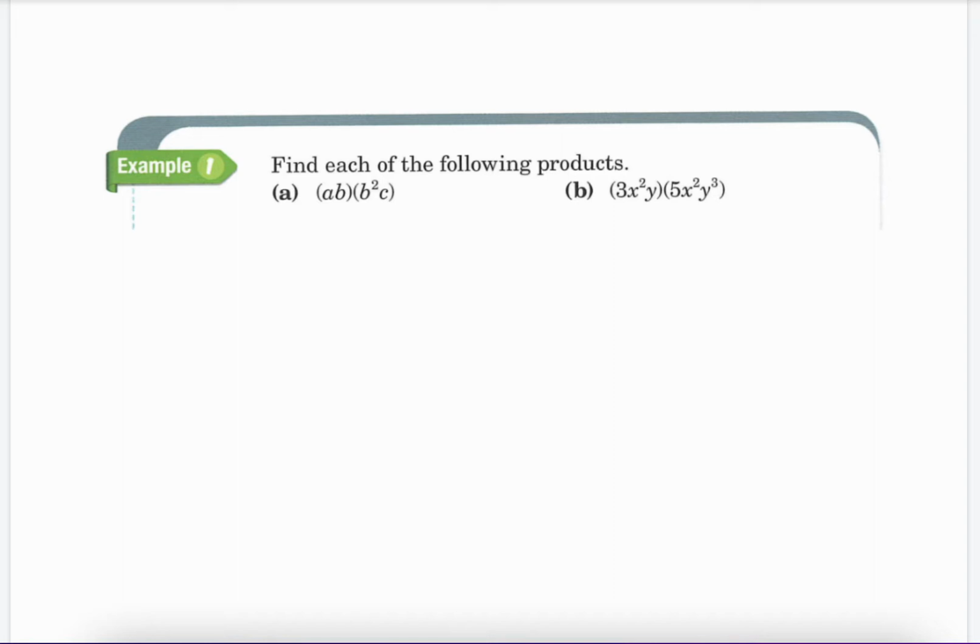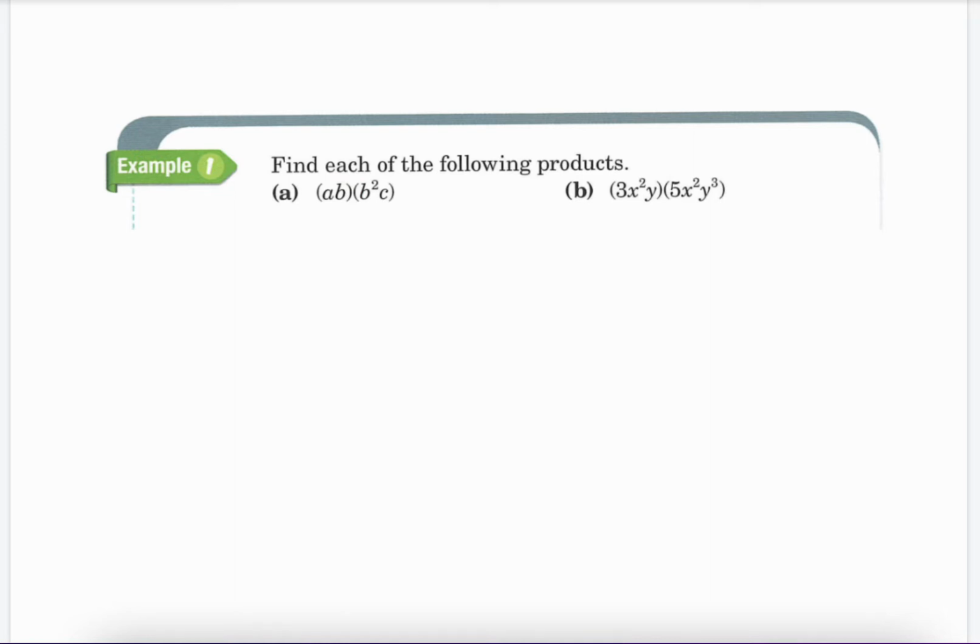In this example, they want us to find each of the following products. And these problems show us two different single terms that are being multiplied together. So we don't see a multiplication sign between them, but we know that parentheses basically indicate multiplication. So we need to find the product between these single terms. And what we mean by single terms is that each of these is like a term in an algebraic expression.